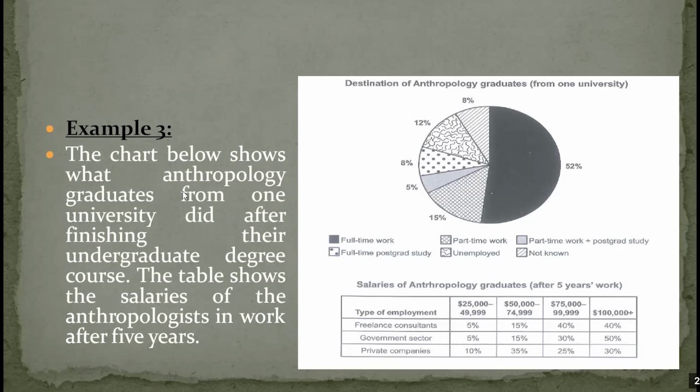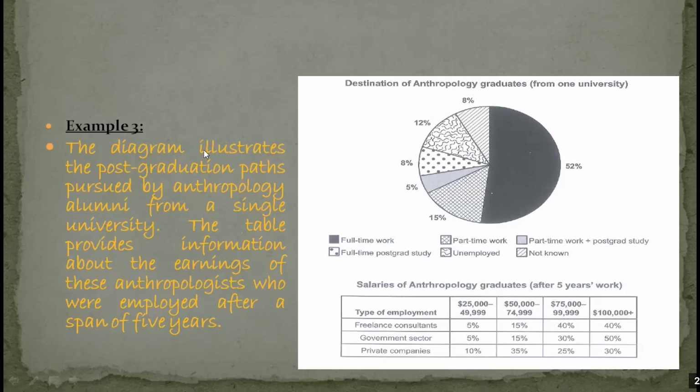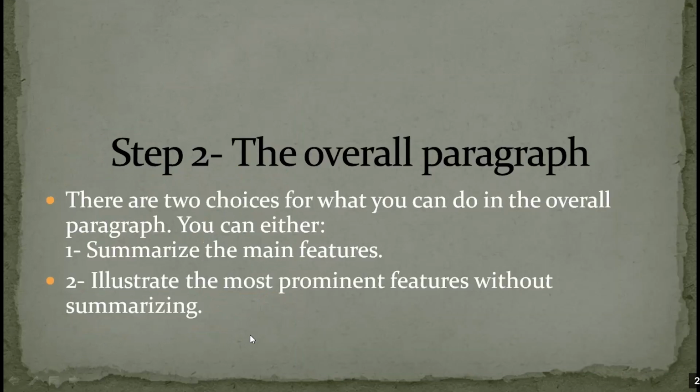Okay, now I'm going to show you my answer. The diagram illustrates the post-graduation paths pursued by anthropology alumni. Alumni means graduates from a single university. The table provides information about the earnings, salaries, of those anthropologists who were employed after a span of 5 years. Span means a period.